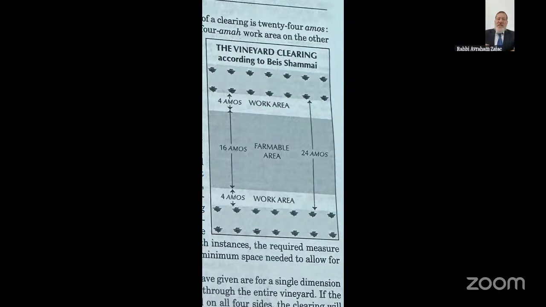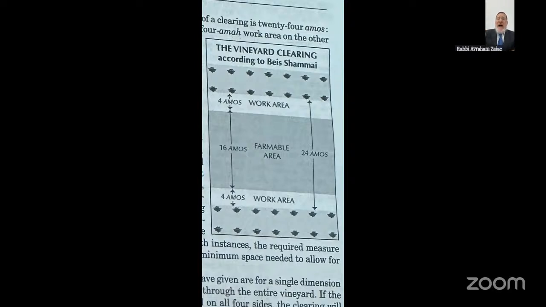But here we want to say something like this, that the area in the middle, being that you have a kerem on the top and the kerem on the bottom, we're going to go through 2 steps. Step number 1 is that the area in the middle, which according to Beis Shammai must have at least 16 amas. How do we get to the number 16 amas?